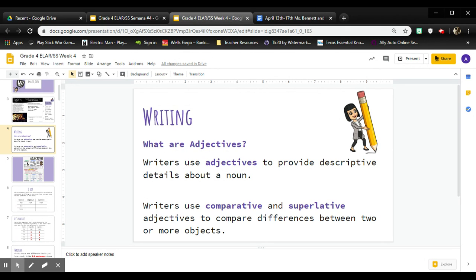We're going to go over writing real quick. It's a little complicated this week. So, this week we're going over the comparative and superlative. You may be thinking, Miss A, what is that? And don't worry, I will explain that to you.